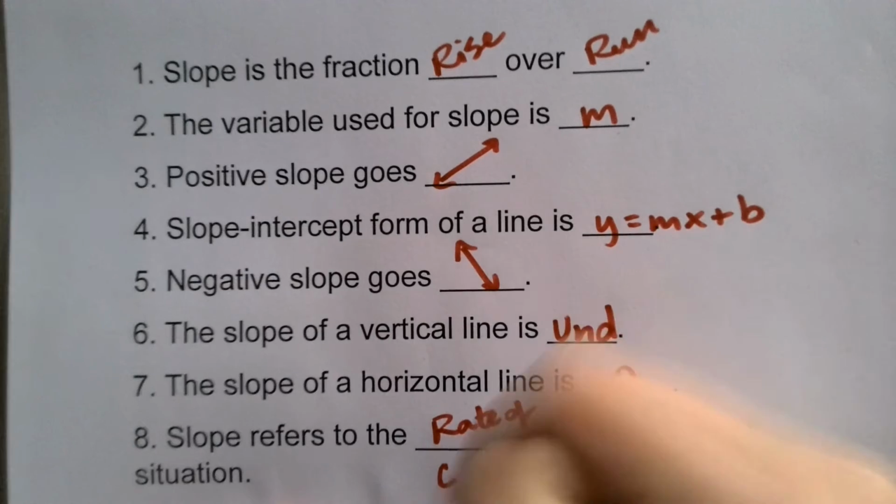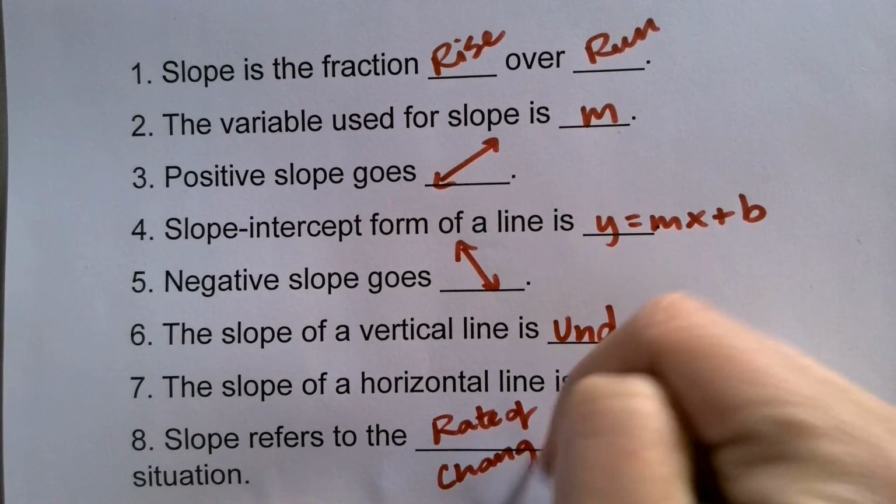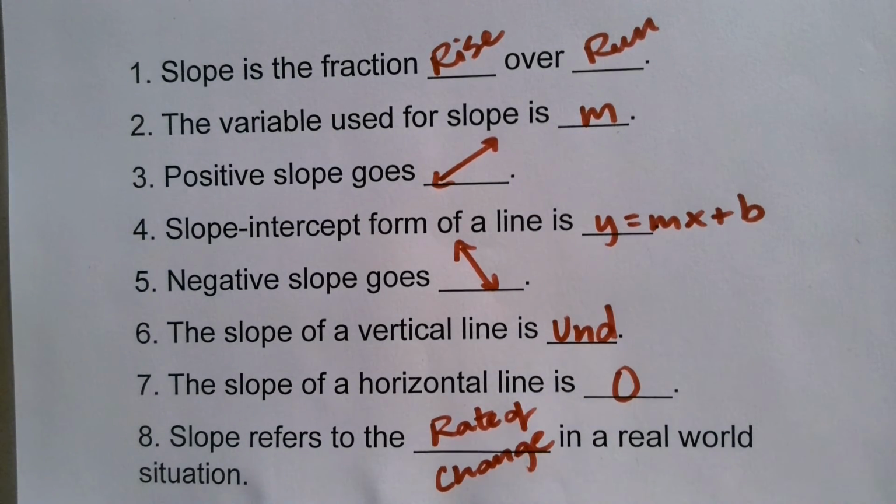Oh, not the rat, the rate of change. So if we're talking about, I don't know, speed, your speed is changing over time, then your slope is going to indicate the rate that it changed over time. If you're looking at a bank account, it's going to be the rate that the money increased or decreased over time, but that slope is giving us the rate of change.